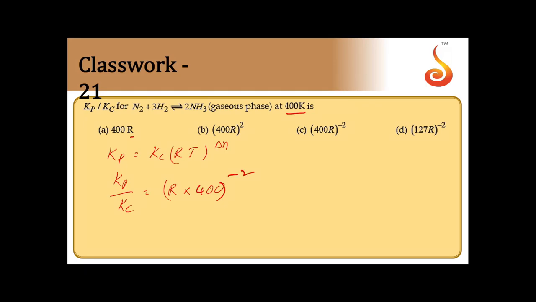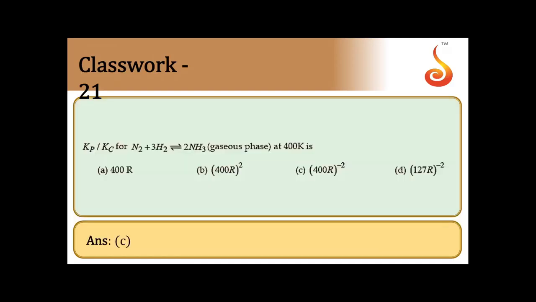Delta n value is equal to minus 2. So Kp by Kc is equal to (400R) to the power of minus 2 we have. So the option is C. So C is the answer.